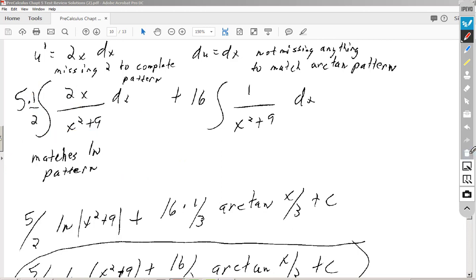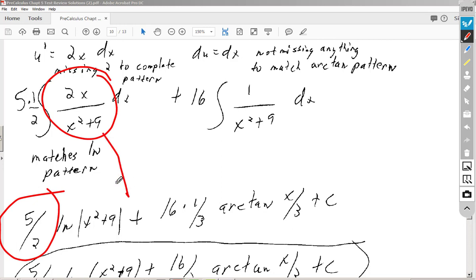I still have my 5/2 out front. Here's my u prime over u, so it matches the ln pattern. So now I've got the ln of the absolute value of x squared plus 9. Of course, I don't need the absolute value because of the x squared, that will always be positive anyway, but I'm just going to leave it in there. Okay, now I'm going to go ahead and check this other pattern.